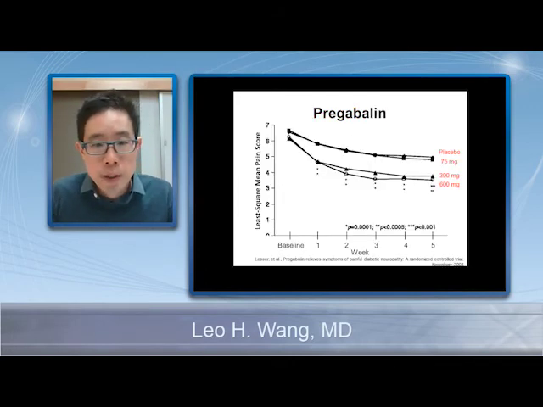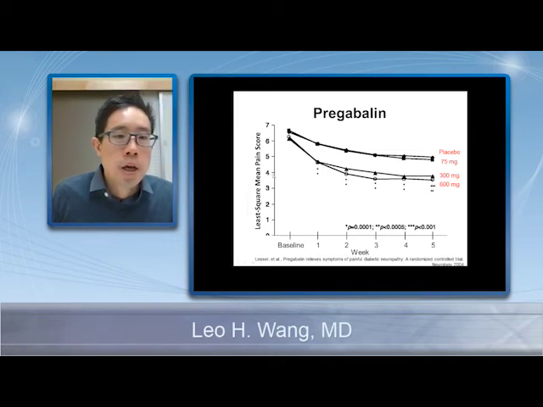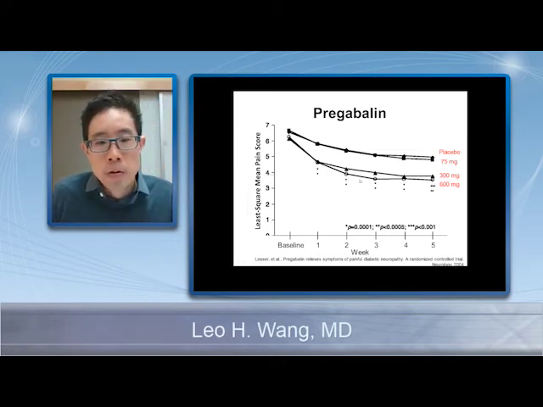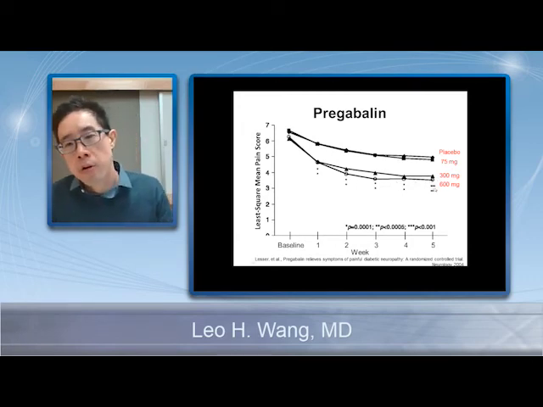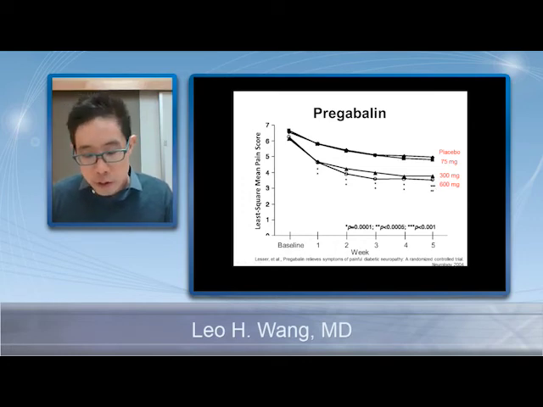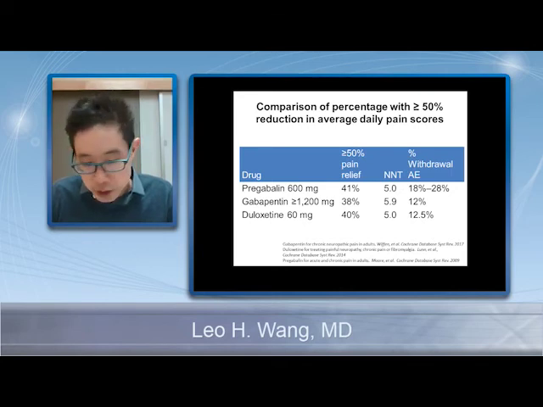Here's the data for pregabalin in painful diabetic neuropathy. Once again, you can see about a 3-point change in the mean pain score over 5 weeks, and that seems to have a ceiling effect around 300 milligrams per day. However, there are some studies that show that patients could benefit from higher doses, but pushing it up further is not really helpful. In terms of comparison, the percentage of patients with a 50% reduction in average daily pain score.